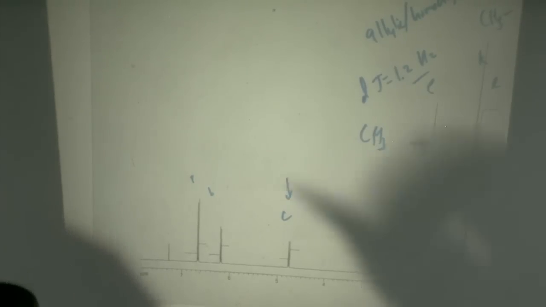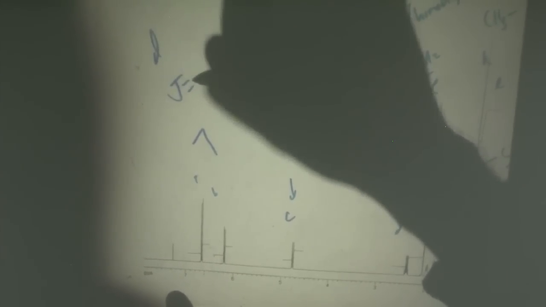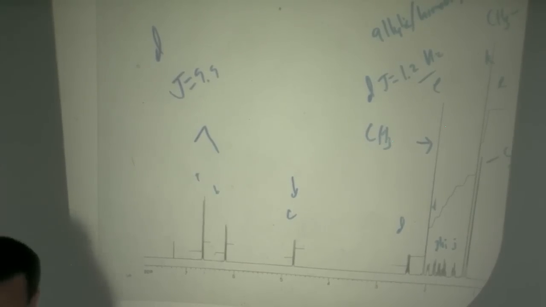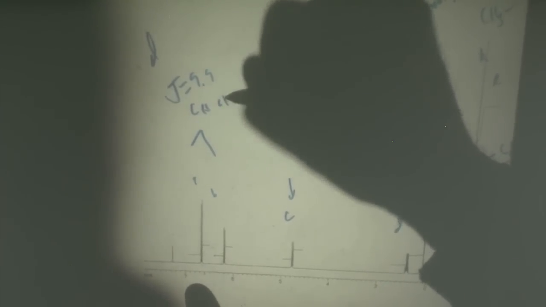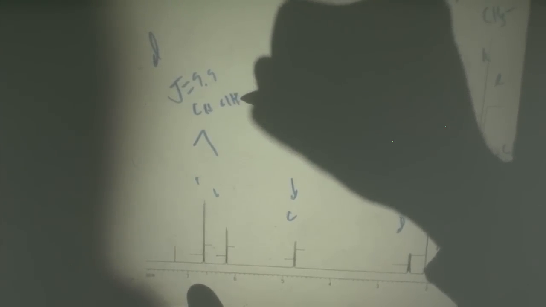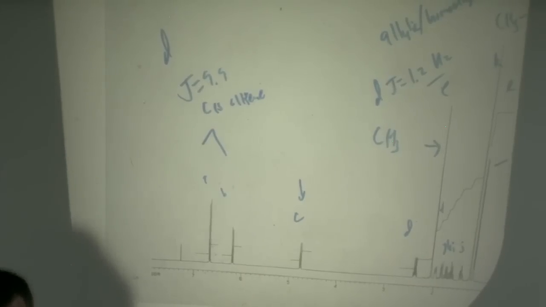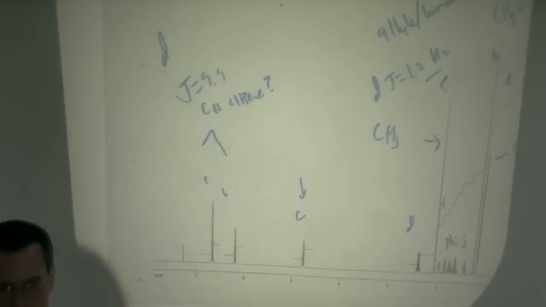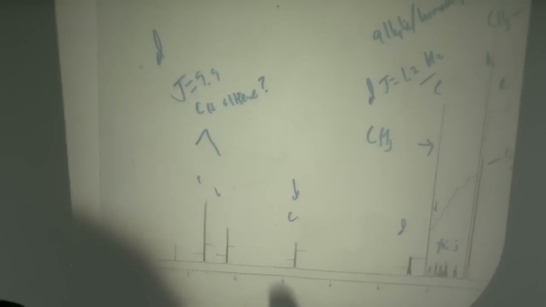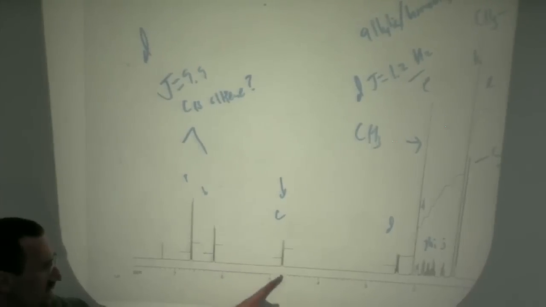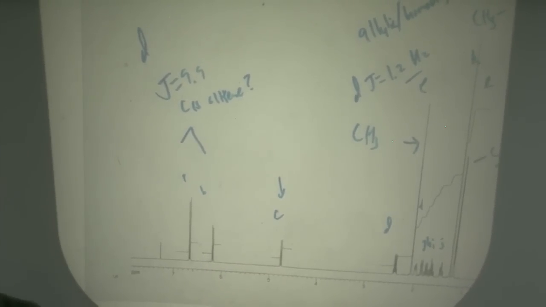In fact, these guys are kind of interesting because they're both doublets. J is equal to 9.9 hertz. So immediately you're starting to think maybe a cis alkene, right? Cis is about 10 hertz typically. Trans is about 17 hertz. I'm jotting down ideas and putting down question marks as I'm going along. This guy's interesting because he's a doublet, but there's a little something more going on with him.